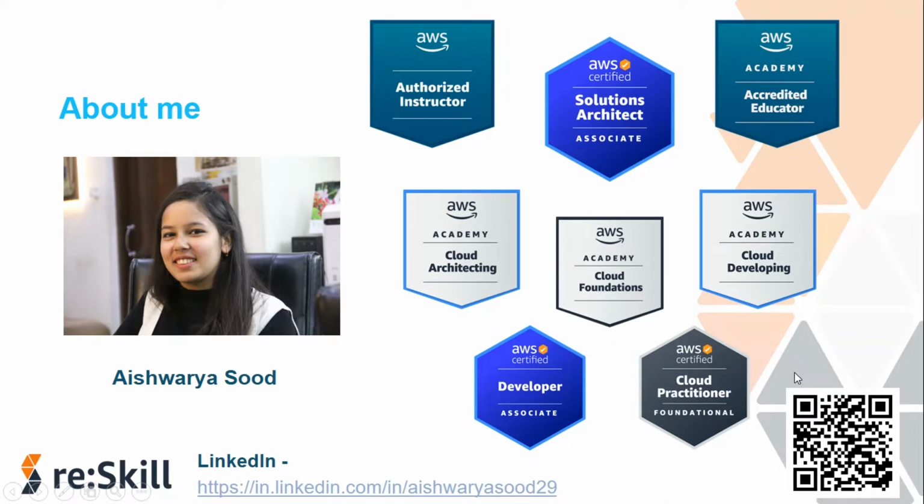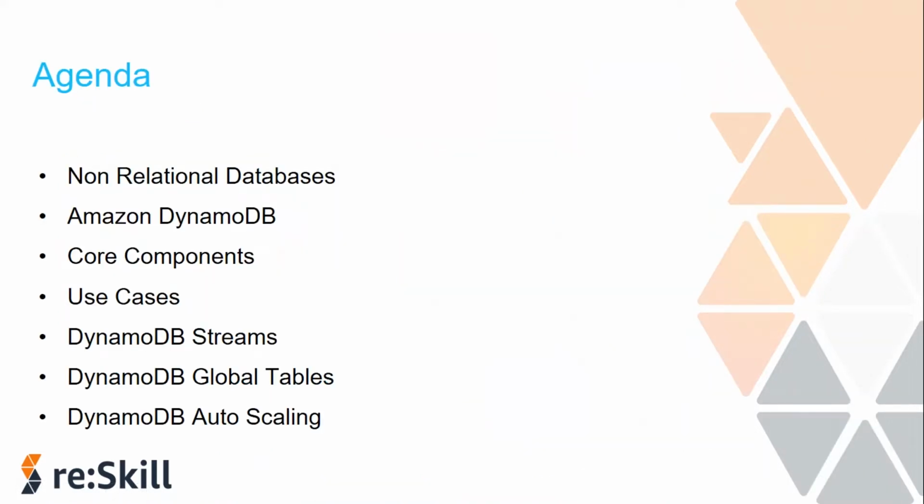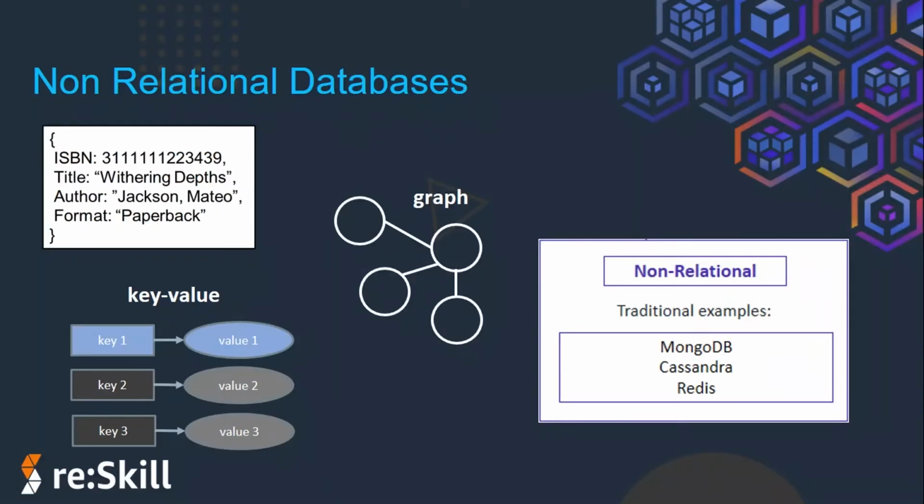So let me go through the agenda for today's video where we are going to discuss DynamoDB. We'll begin with what non-relational databases are, what Amazon DynamoDB is, and what core components come within it, what use cases DynamoDB is a good fit for, what DynamoDB streams and DynamoDB global tables are, and how we do auto scaling in DynamoDB. So in this video, we are going to discuss a few features of DynamoDB. Let's get started with the first topic, a quick introduction to non-relational databases.